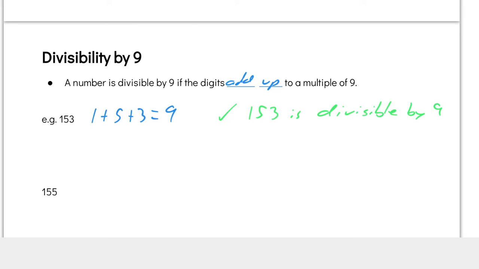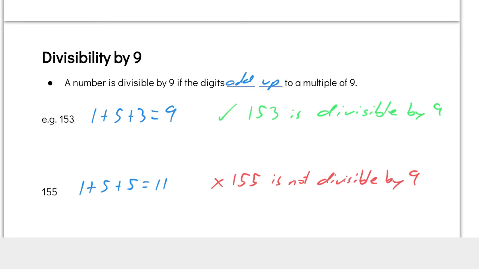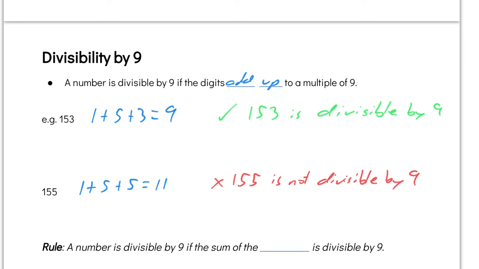Let's have a look at 155 here. We can do the same method. 1 plus 5 plus 5 is going to be 11, and that means that is not a multiple of 9, and so we can say 155 is not divisible by 9. The rule is a number is divisible by 9 if the sum of the digits is divisible by 9.